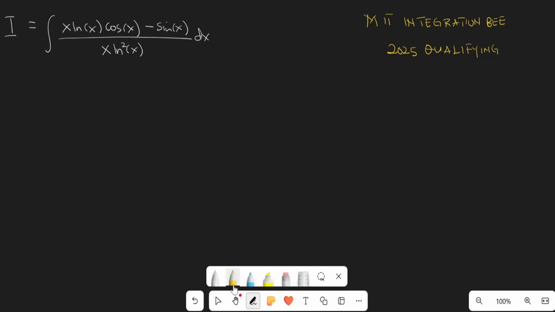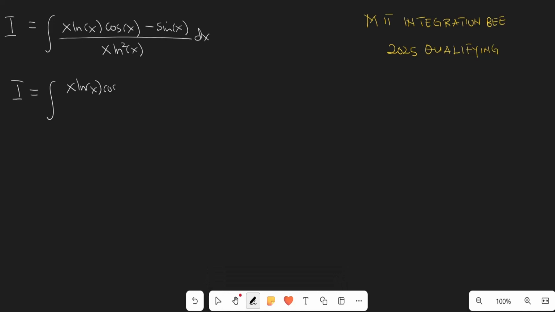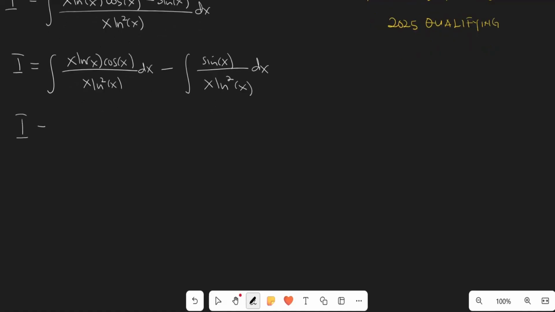Splitting this one into two different integrals, we have I equal to the integral of x ln of x cosine of x divided by x ln squared of x dx. This is one integral, minus the integral of sine of x divided by x ln squared of x dx. This is the second integral. Let's look at the first one again. There will be some cancellation.